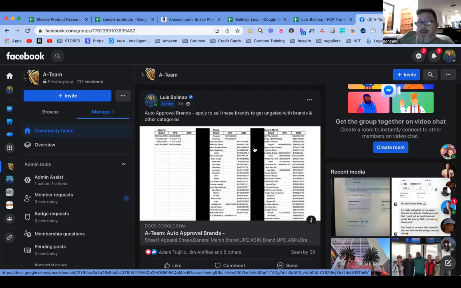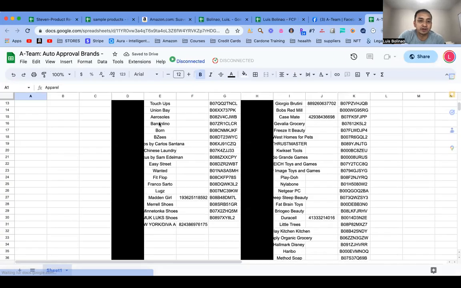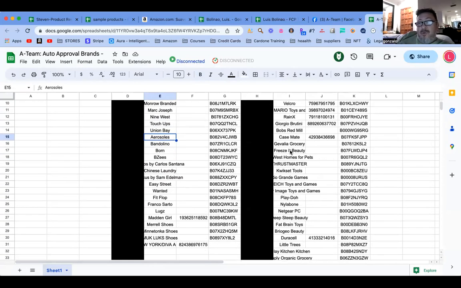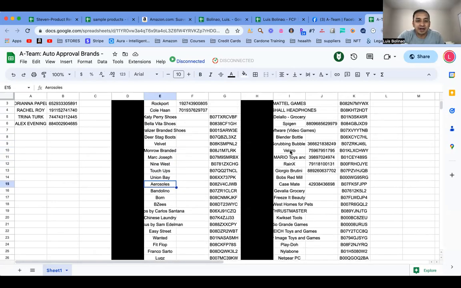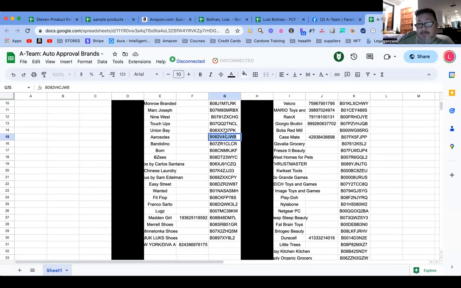So this is once I become ungated? Well, this is a sheet that you use to get ungated. So for example, you want to be ungated with aerosol, right? I want to be ungated already with everything, because everything I search on my own is no, no, no. Right. So I would use this ASIN, and I would add this ASIN on your Amazon store and apply to sell. And that ungates me? Yeah, I mean it should.